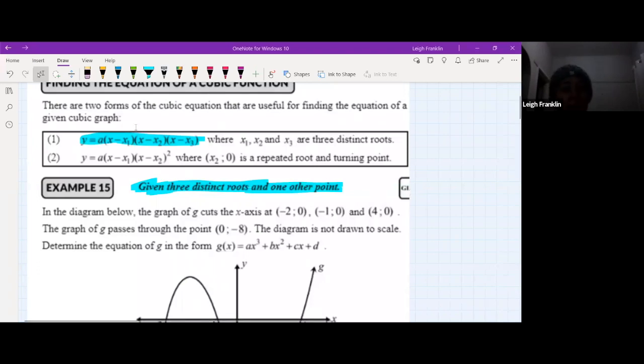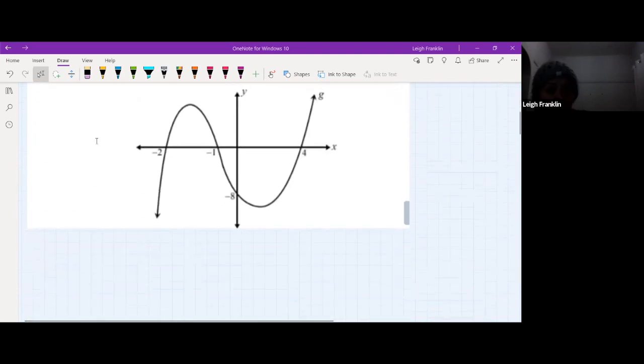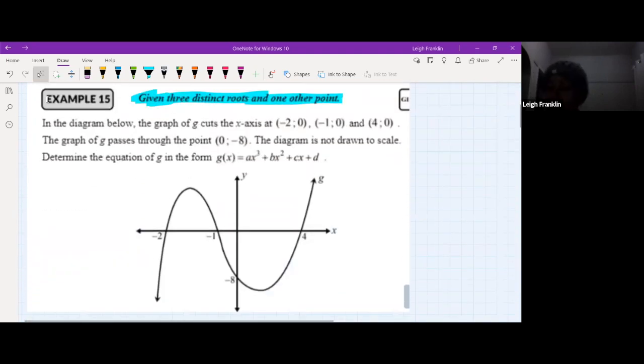x1, x2, and x3 represent those different x-intercepts, those roots. So what we're going to do is take them and sub into this particular formula. Now this is not something that is on your formula sheet, so you need to make sure that you have learned this.